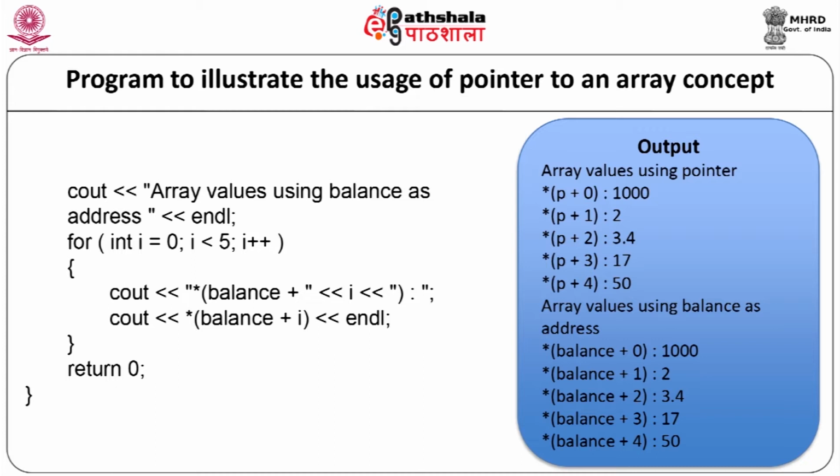When the above code is compiled and executed, it will produce the result as *(p plus 0) is 1000, *(p plus 1) is 2, *(p plus 2) is 3.4, *(p plus 3) is 17, *(p plus 4) is 50. Array values using the balance as address will be *(balance plus 0) is 1000, *(balance plus 1) is 2, *(balance plus 2) is 3.4, *(balance plus 3) is 17, *(balance plus 4) is 50.